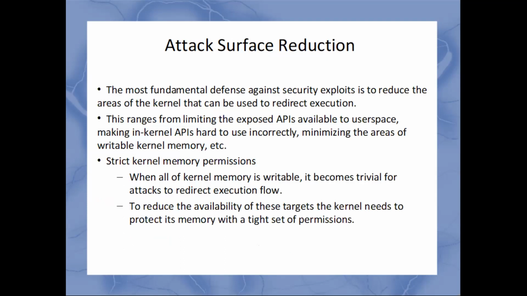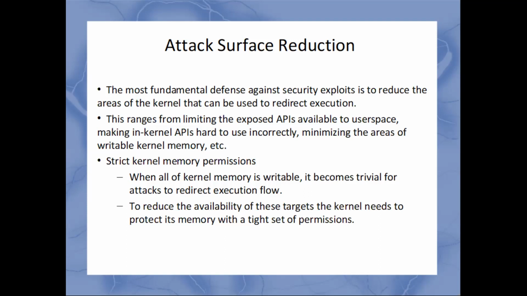Let's start with attack surface reduction. The most fundamental defense against security exploits is to reduce the area of the kernel that can be used to redirect the execution. This ranges from limiting the exposed APIs to user space, making in-kernel APIs hard to use indirectly, and minimizing the areas of writable kernel memory.